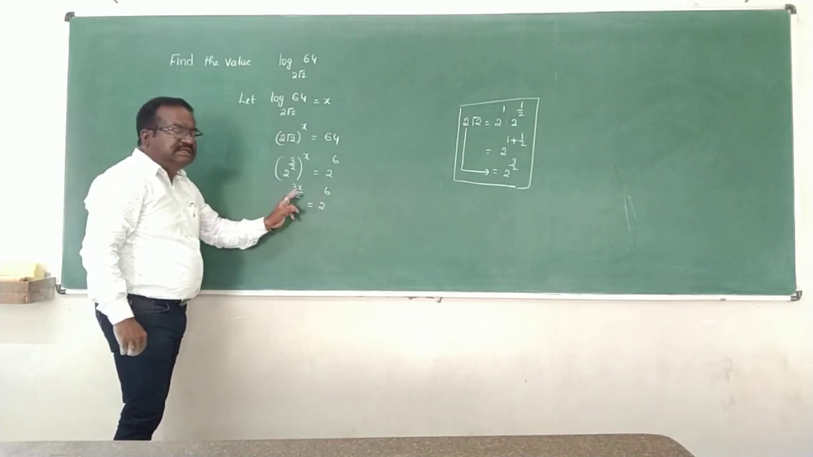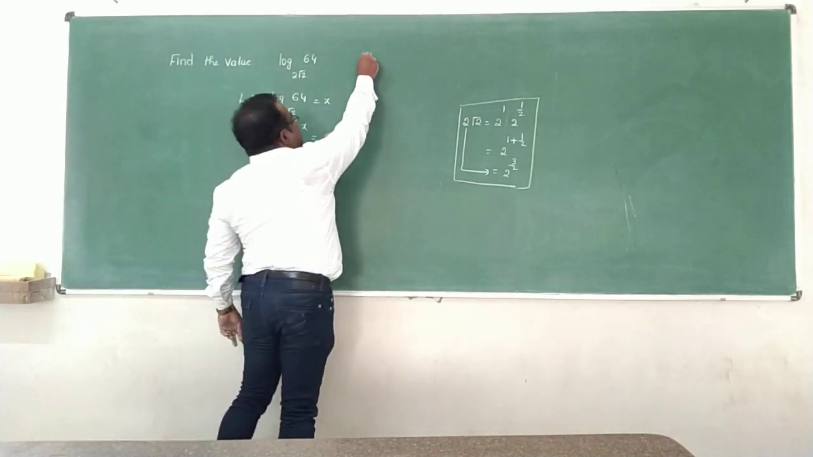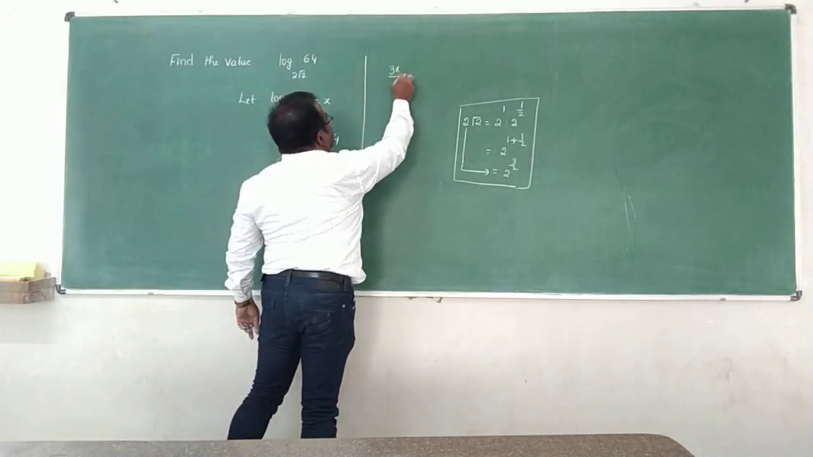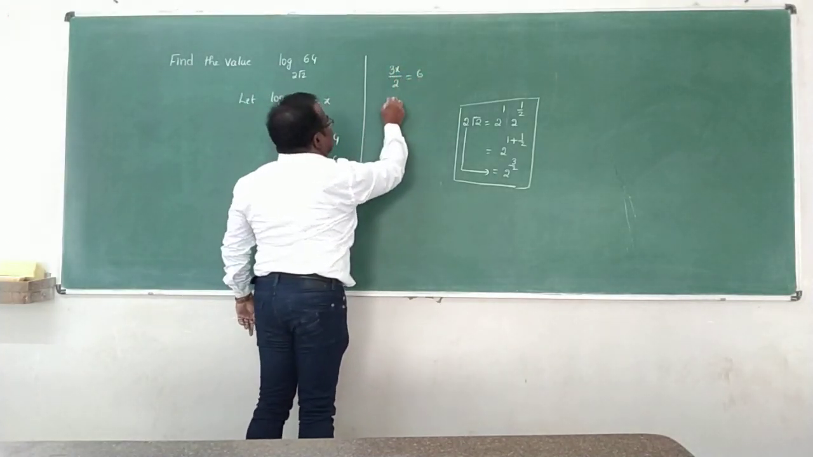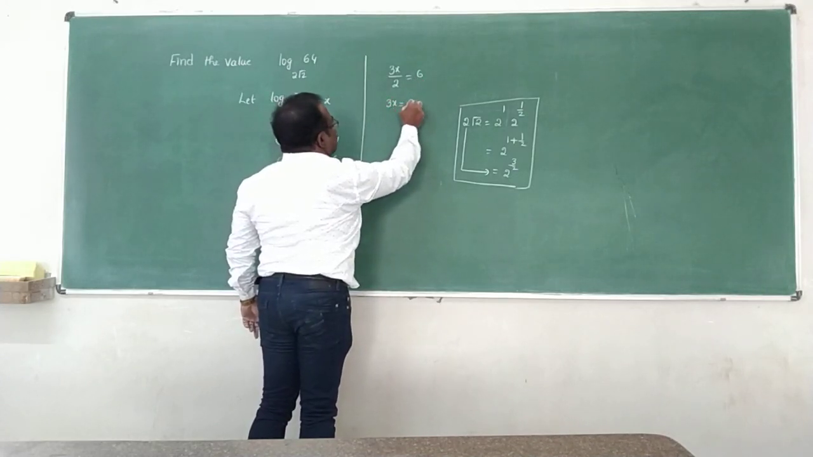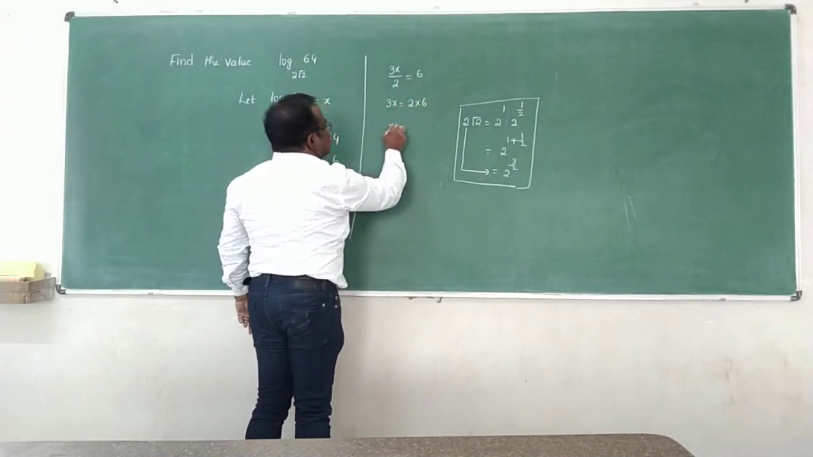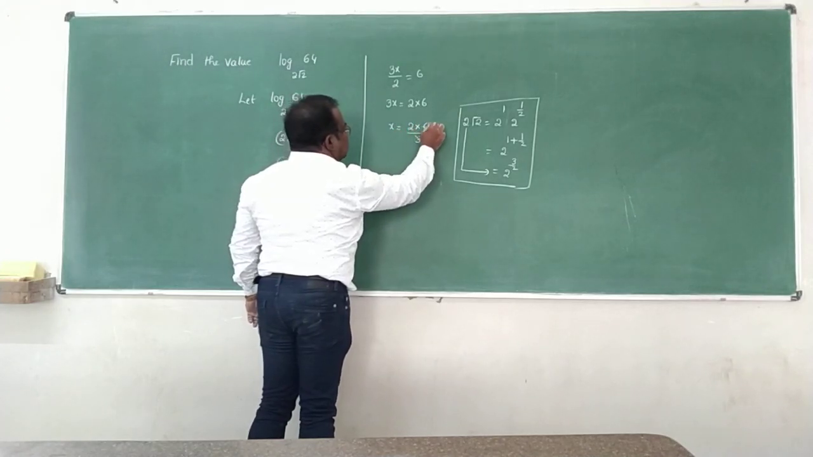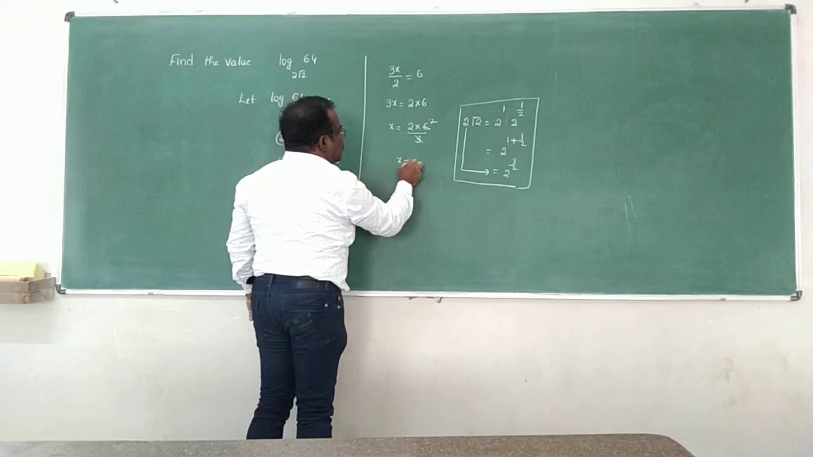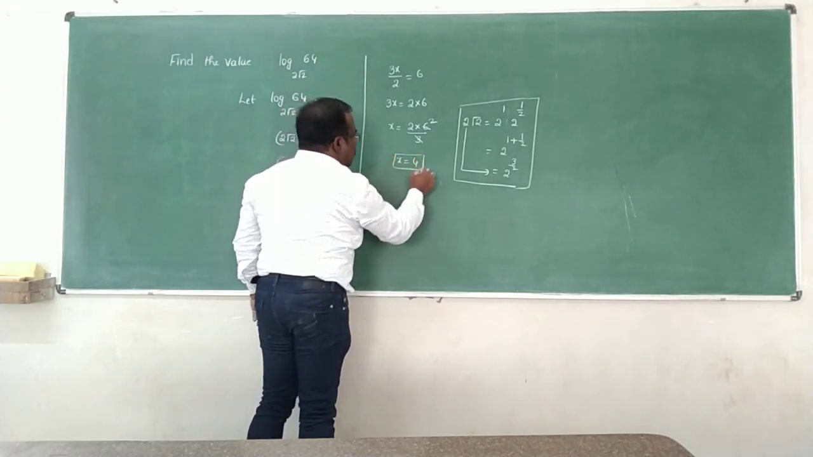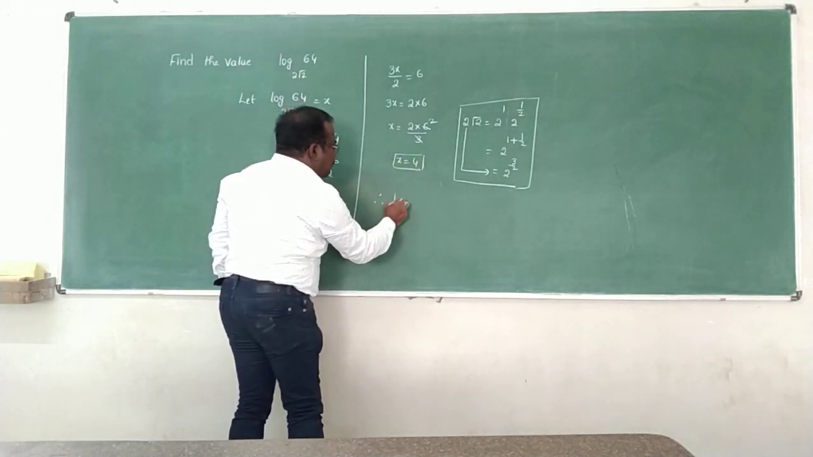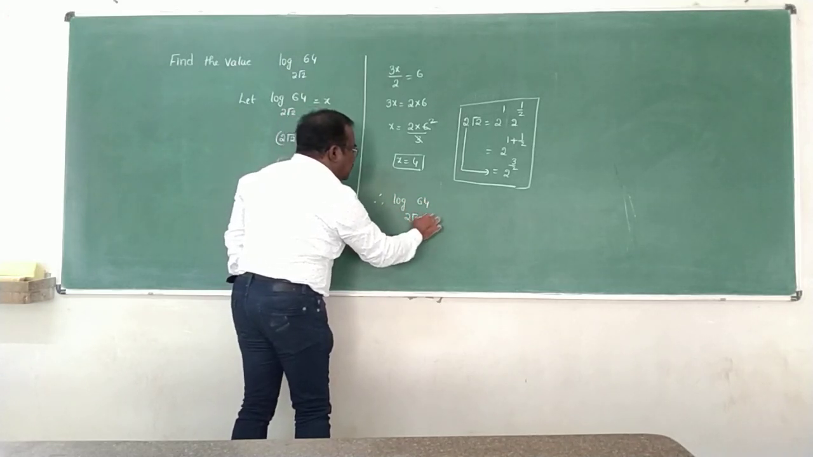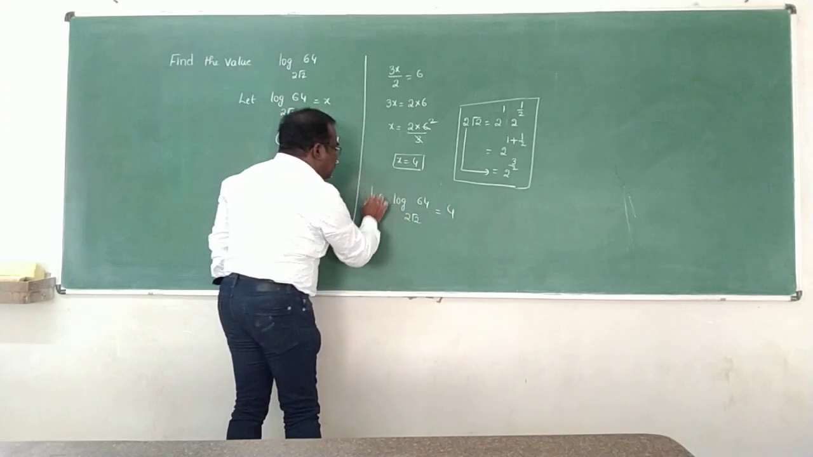We can make the exponents equal. That is, 3x by 2 is equal to 6. Cross multiplication: 3x is equal to 2 into 6. x is equal to 2 into 6 by 3. Cancel 3 in 6 two times. x is equal to 4. Therefore, the value of log 64 base 2 root 2 is equal to 4, children.